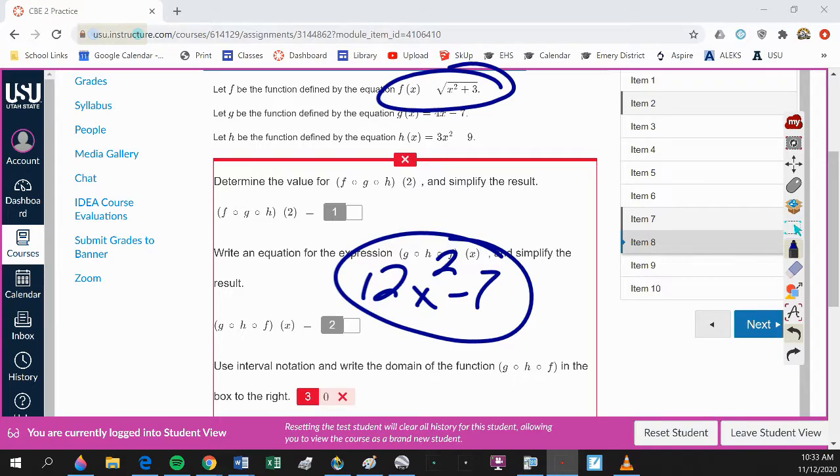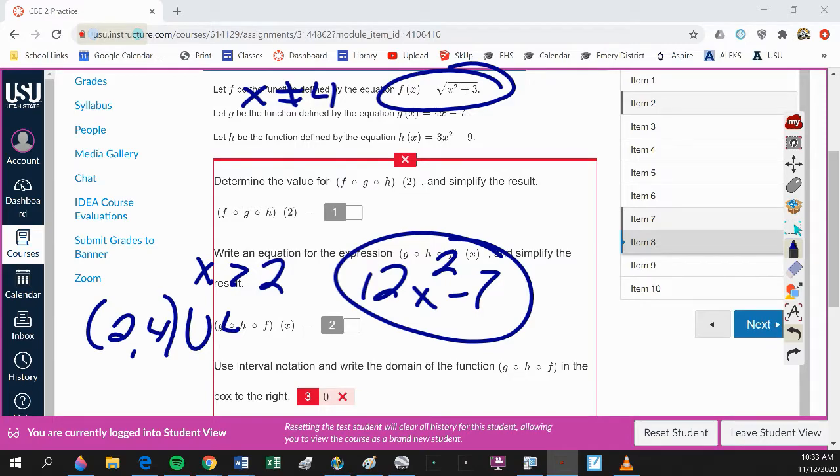Right? And the composition is a parabola, and it has no domain restrictions. So in this case, all real numbers would be it. Now what if this said x cannot be 4, and this said x must be greater than 2, then we would say 2 to 4, union 4 to infinity. But you can skip the domains of g and h. They're not important.